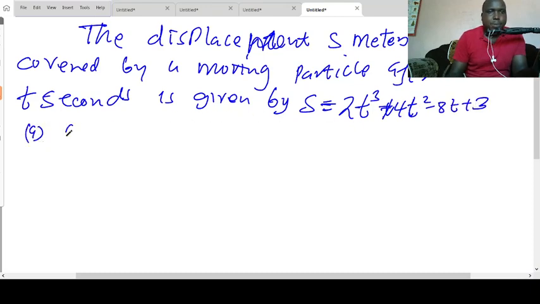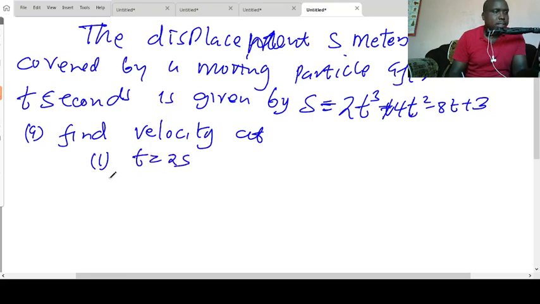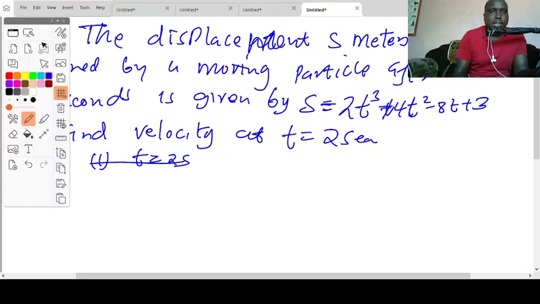A, find the velocity at t is equal to 2 seconds. T is equal to 2 seconds. So let us start number A and finish it with it.